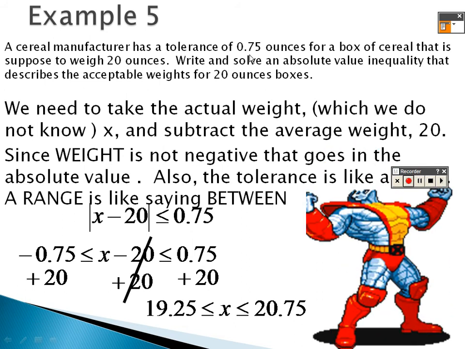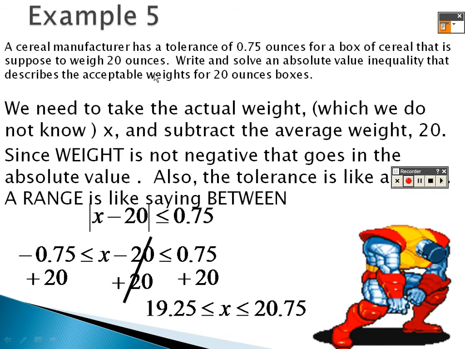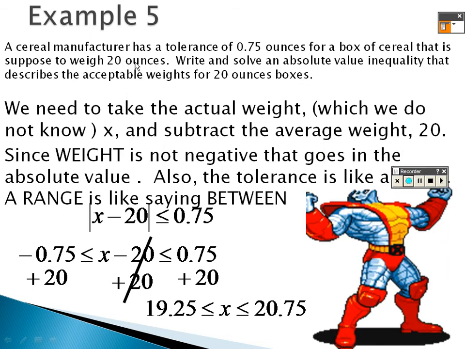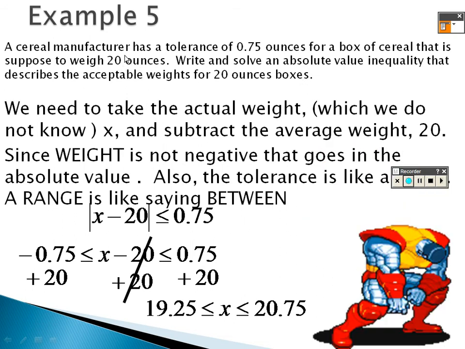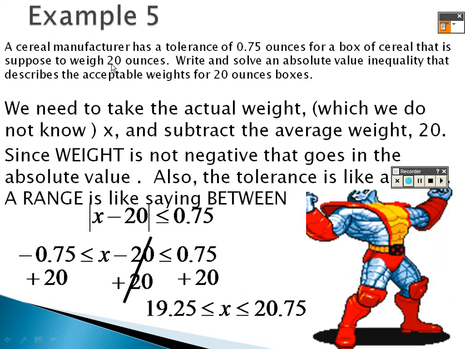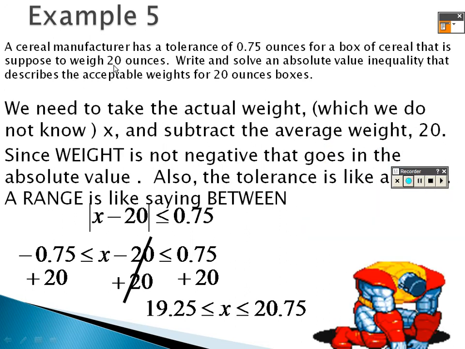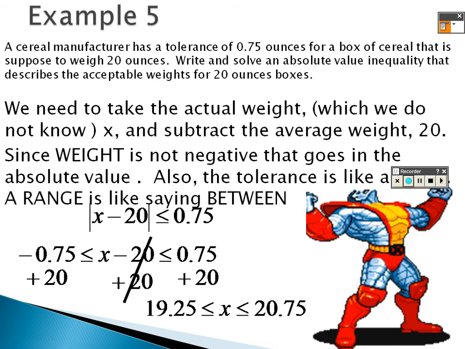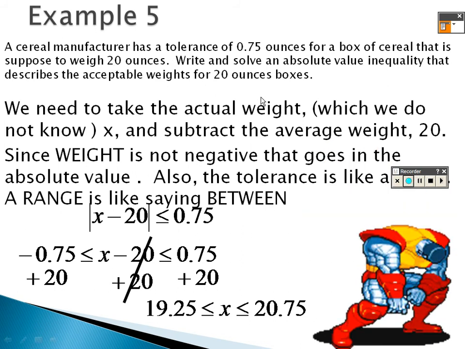A cereal manufacturer has a tolerance of 0.75 ounces per box. What that means is it could have more than 20 ounces by 0.75, and it could have less, down to 19.25, but they won't let a box go by that has 19 ounces in it or 21 ounces in it, if you follow what I'm getting at.